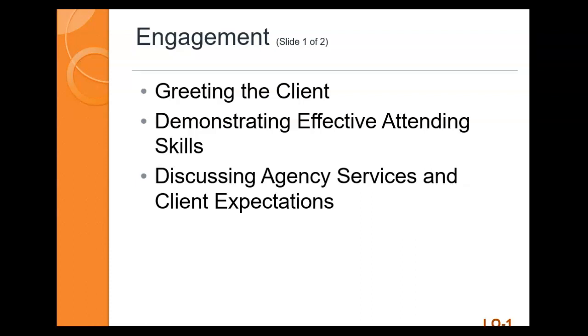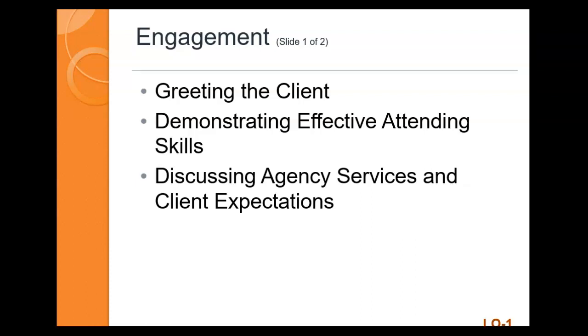Also, when you're thinking about demonstrating effective attending skills, you want to make sure that you're listening carefully to the client and what the client needs. You want to make sure that when you're listening, you enhance your understanding of the client situation. Some people are generally good listeners, and some people need to work on that skill. The good news is that most people can improve their listening skills through practice.